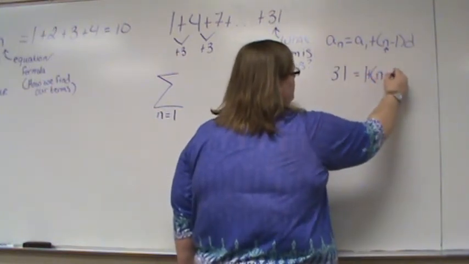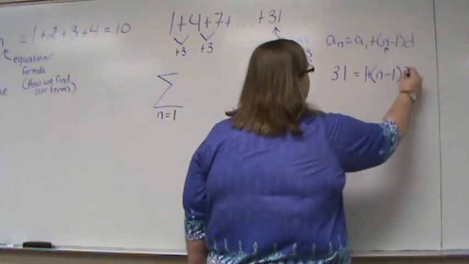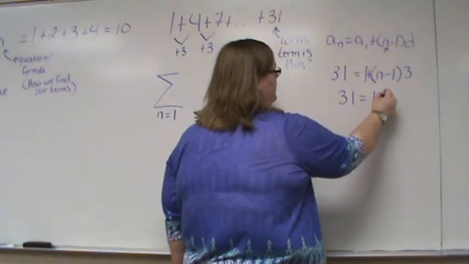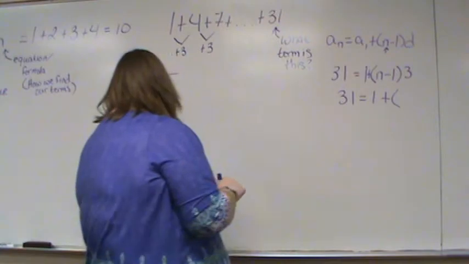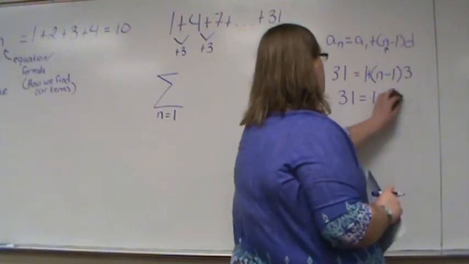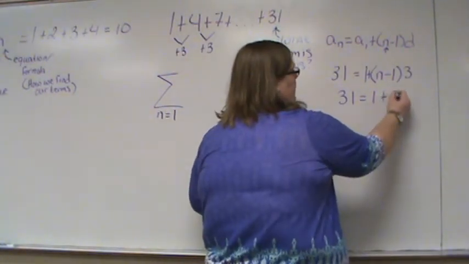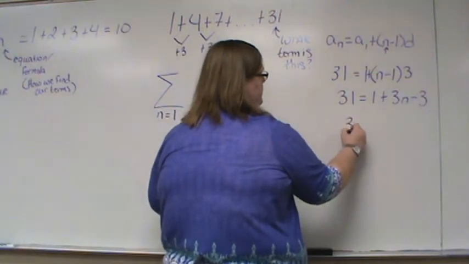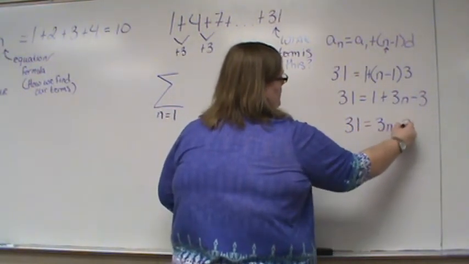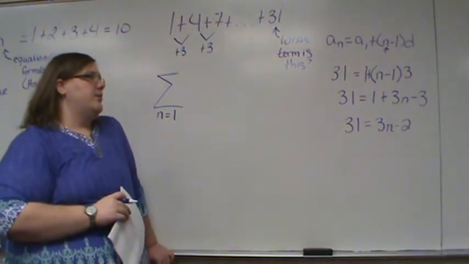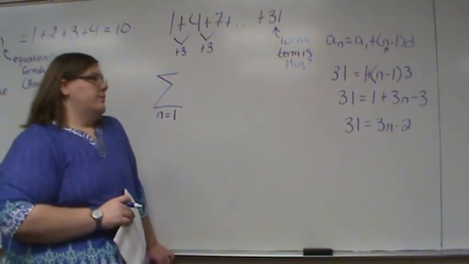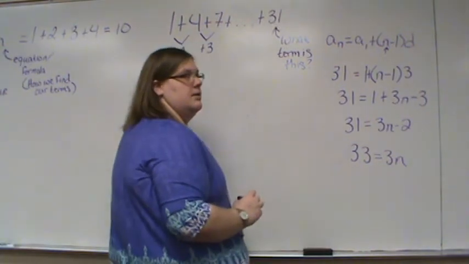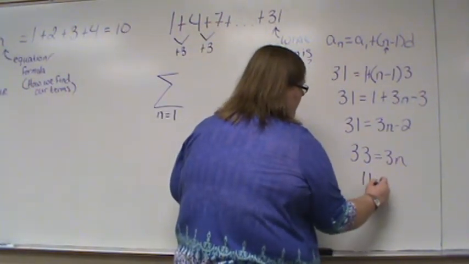I'm solving for n. And then you guys told me that my common difference, we were adding 3. So now we want to solve for n. So we have 31 equals 1 plus, we're going to distribute that 3. So we get 3n minus 3. We want to combine like terms. So we get 3n minus 2 because we have that positive 1 and that negative 3. Then we add 2 to both sides. So we get 33 equals 3n. Divide by 3, you get 11 equals n.